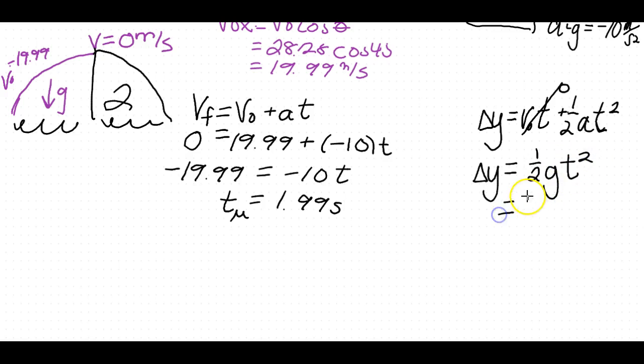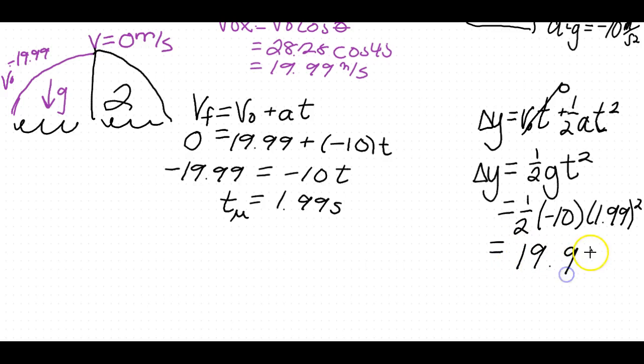So to find delta y, 1/2 negative 10, and then the time is going to be 1.99. Square that. So 1/2 times negative 10, 1.99, and you get 19.98 meters. And it's going to be negative, which means it's going to go from a height back down. So that's why it is a negative value.